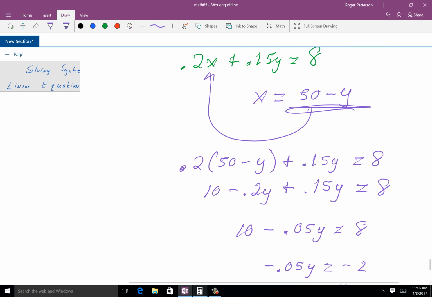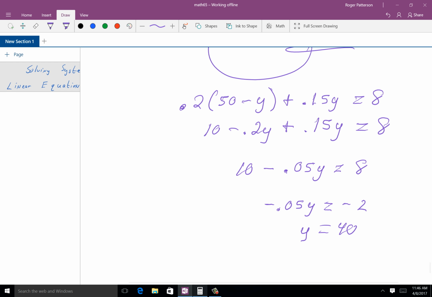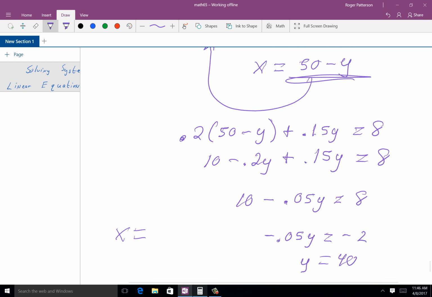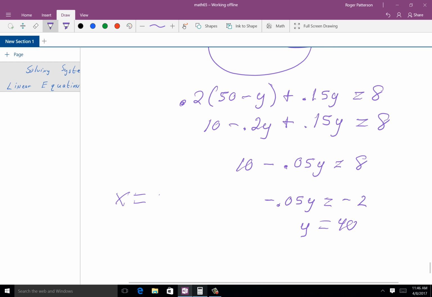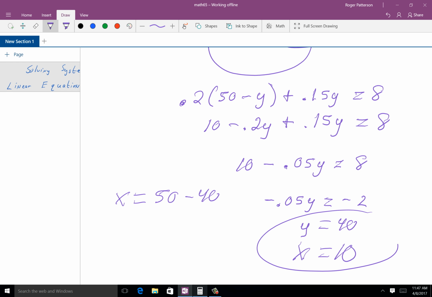Okay, so what do we got here? Here we go. X equals 50 minus y, and we know y is 40, so ta-da, we did it. All right. So that gives you kind of an idea of how to do each block of those. So if you follow these, I think it'll help you out.